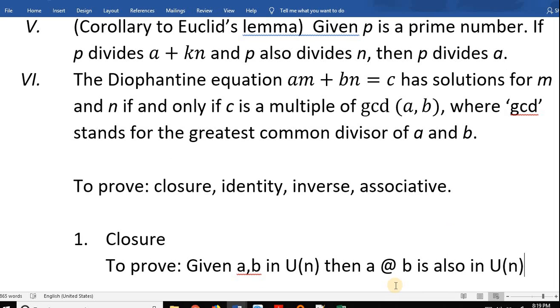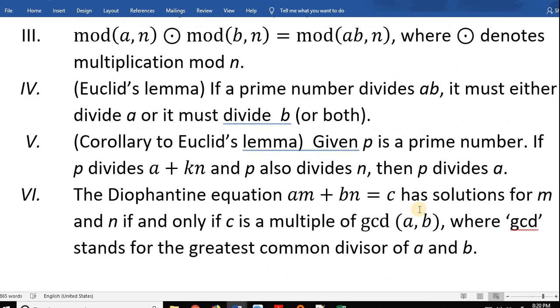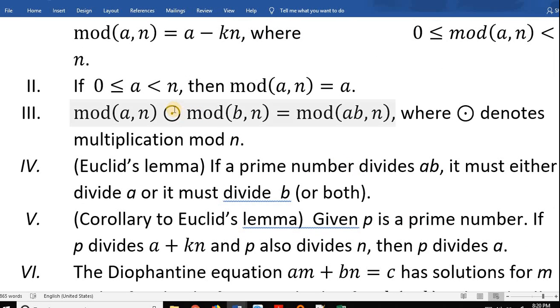Now please keep that in mind. People kind of start in the middle and didn't do the whole thing. You have to start with this statement, given A and B in U(n), and then you have to show that A @ B is also in U(n). Again, the @ here signifies this circle dot that I don't want to bother making.